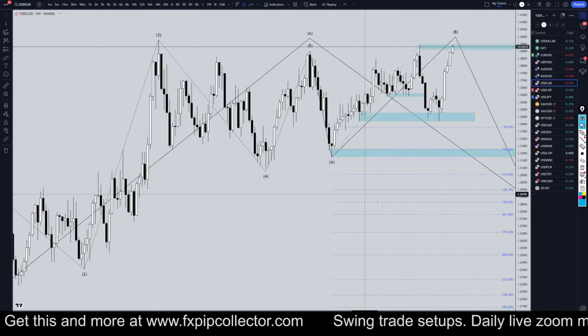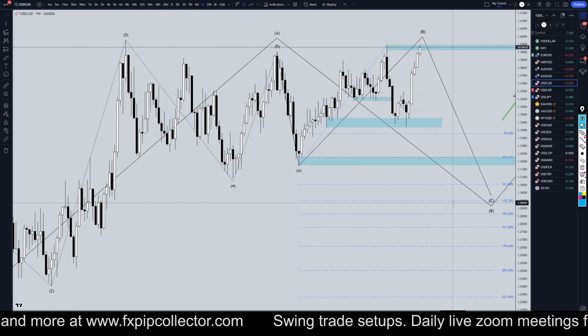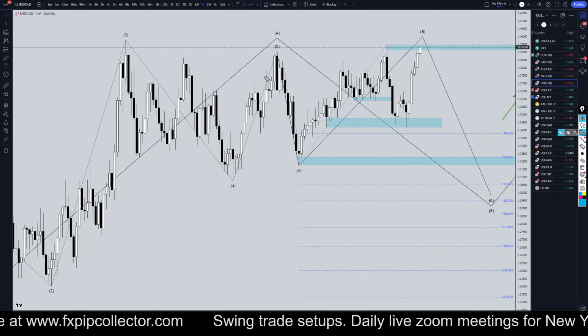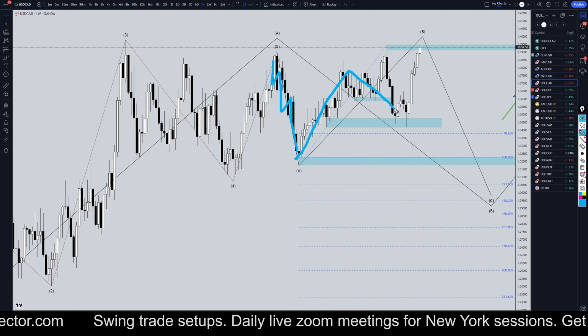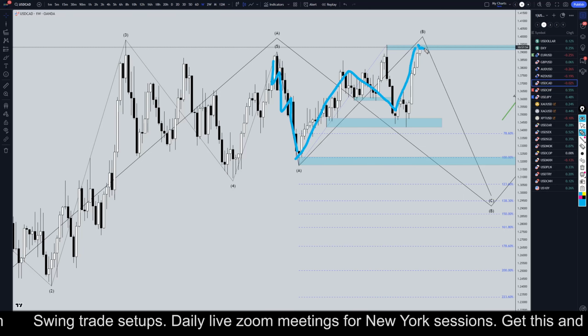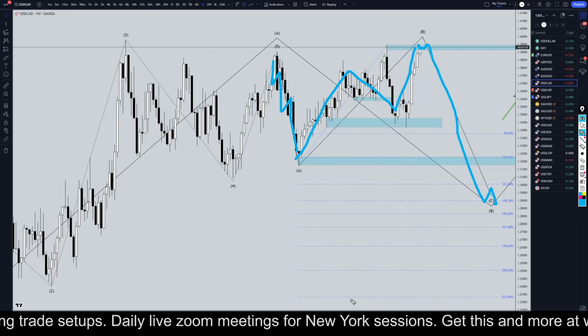Going down to the weekly time frame, I still have it labeled as an ABC because I still think this looks like a downtrend over here, possible A. I still think this looks like a possible A, B, C, and I still think it possibly could go down for a wave C.